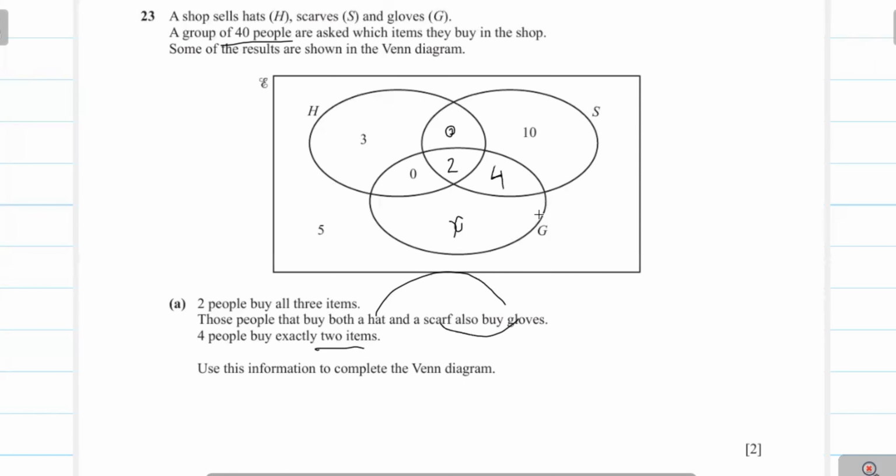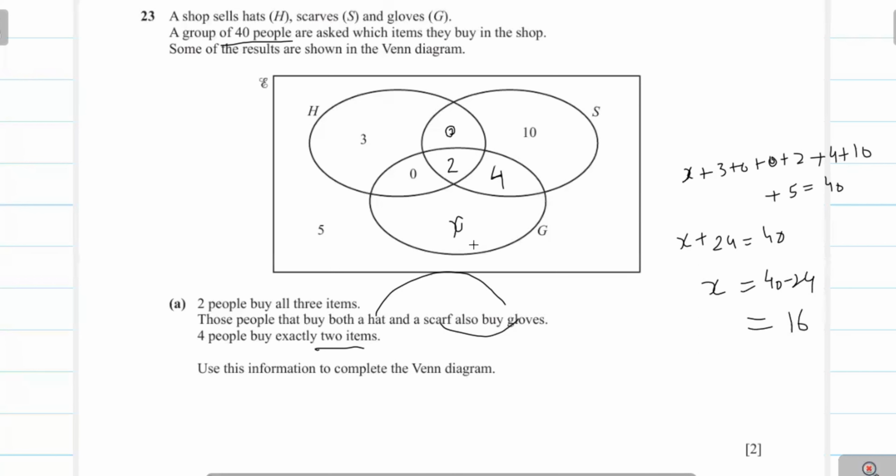Now we will add all these values to get the value of X. We can write X plus 3 plus 0 plus 0 plus 2 plus 4 plus 10 plus 5 equal to the total number of people, which is 40. Now X plus 3 plus 2 is 5, 5 plus 4 is 9, 9 plus 10 is 19, plus 5 is 24, equal to 40. Therefore, X will be equal to 40 minus 24, and this value is equal to 16.